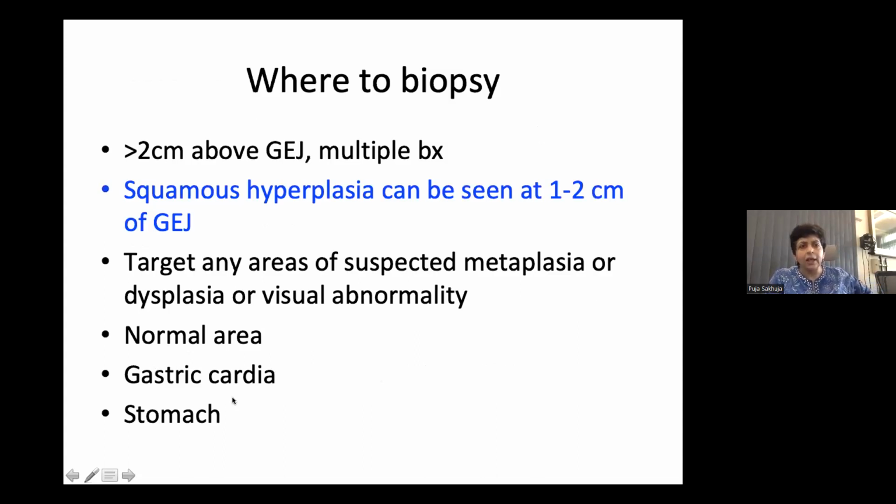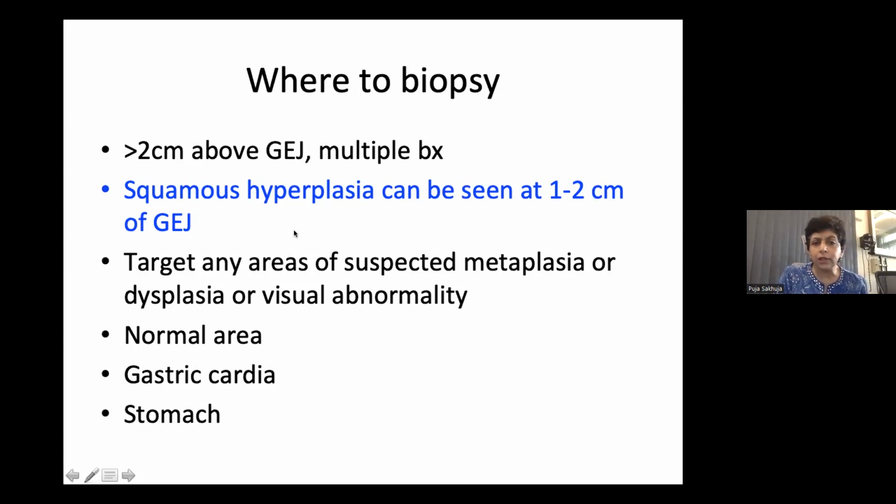Where to biopsy? As I said, definitely more than 2 centimeters above the gastroesophageal junction, because some squamous hyperplasia and occasional gastric tongues, and especially in hiatus hernia, there can be changes in the mucosa between 1 to 2 centimeters of the gastroesophageal junction. In addition, you must target any areas of suspected metaplasia or dysplasia or any visual abnormality.